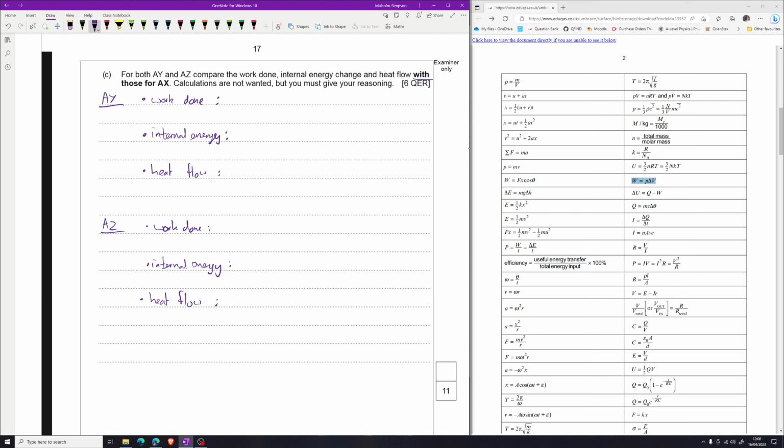And we don't need to do calculations, but we must give a reasoning. So for each of these points, let's just make sure we're always in the back of our mind saying, how does it compare to AX? And if we state how each of these compares to AX and then justify it, surely then we get 6 marks. Because bear in mind, the QER bit is for a logical structure, etc. And a heading with bullet points is perfectly logical.